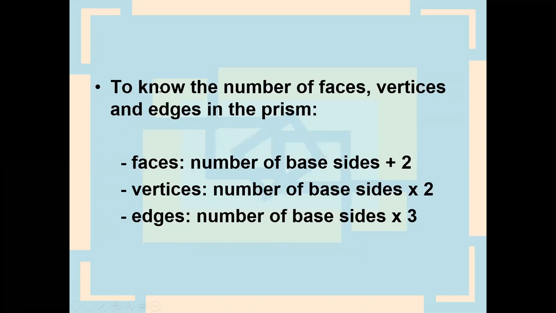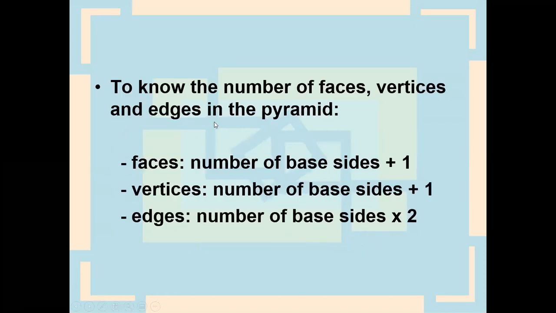Number of faces in the prism: number of base sides plus 2. Number of vertices in the prism: number of base sides multiplied by 2. To find the number of edges, number of base sides multiplied by 3.